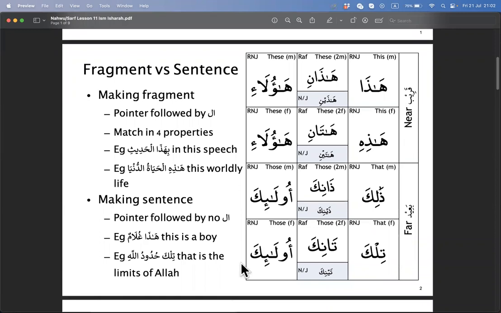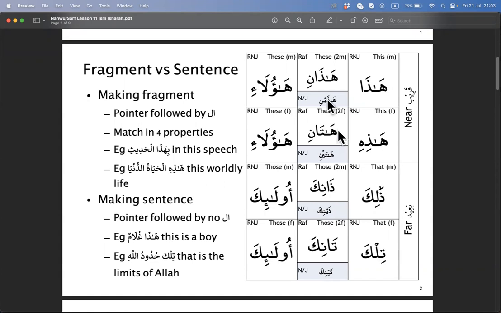So basically, if we say hadha, it must be singular masculine, right? From the chart, you can see the four properties: singular, masculine. It can be rafa, nasab, and jar, and it will always be proper. Hold on, give me 1 second. All right. Sorry. Okay. So basically the singular, whether it's masculine or feminine, and the plural, whether it's masculine or feminine, their rafa, nasab, and jar will be the same.